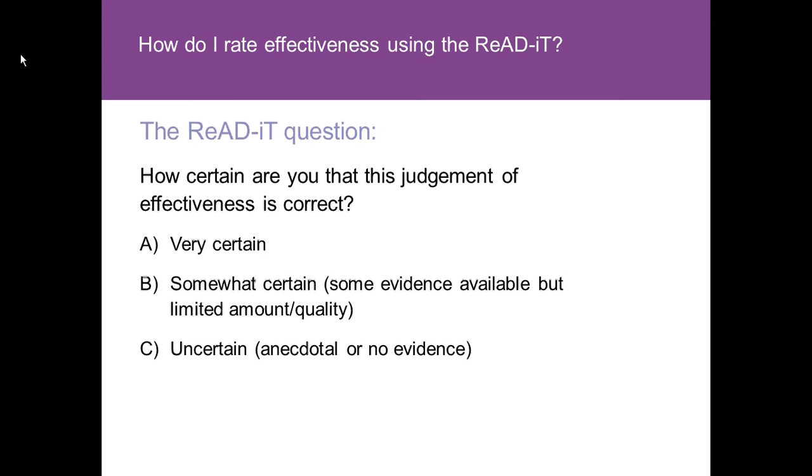In the Resource Allocation Decision Tool, we have asked you how effective a particular option may be in addressing the health problem. Following on from this question, we ask you how certain you are in the judgment that you have made in the effectiveness of this option. We give you the response options of being very certain, somewhat certain, or uncertain that your judgment of effectiveness has been correct.